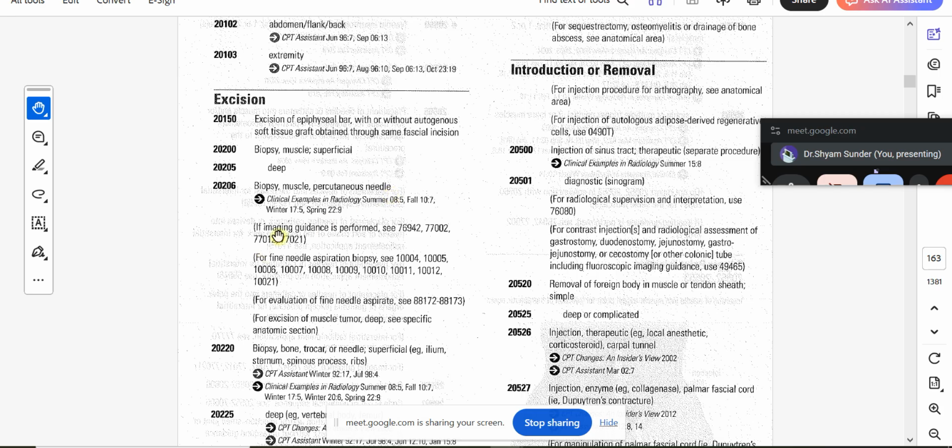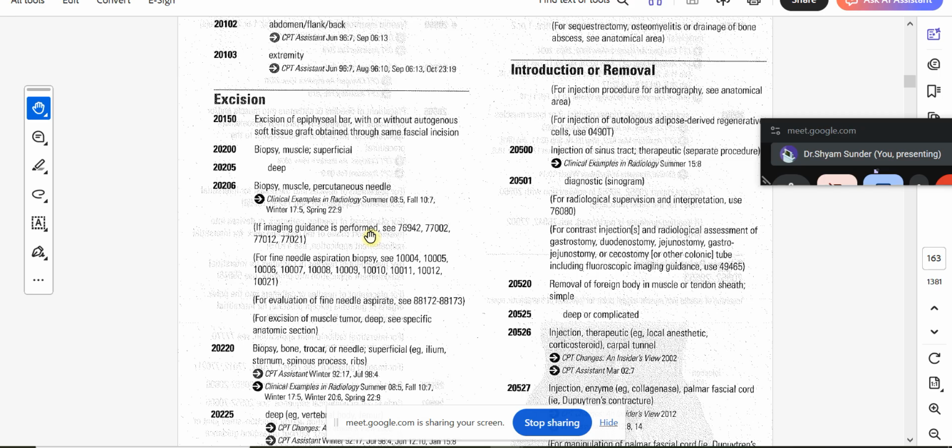And we have other instructions also. If imaging guidance is performed, so imaging guidance like, what are the imaging guidance? X-ray, CT scan, MRI. Right, fluoroscopy, CT scan, MRI, or ultrasound. These are the imaging guidance.